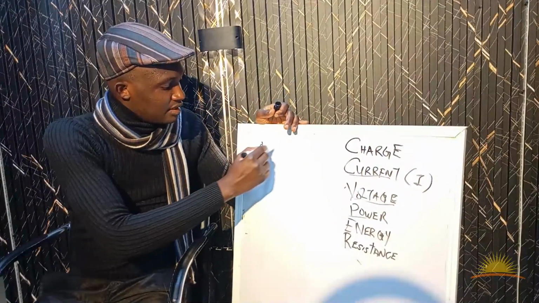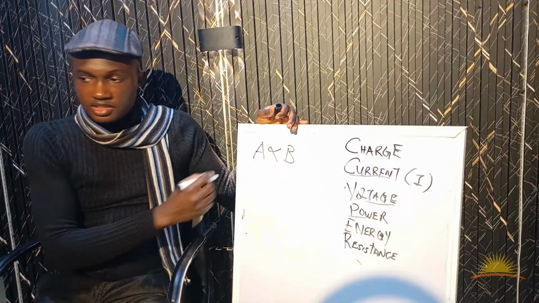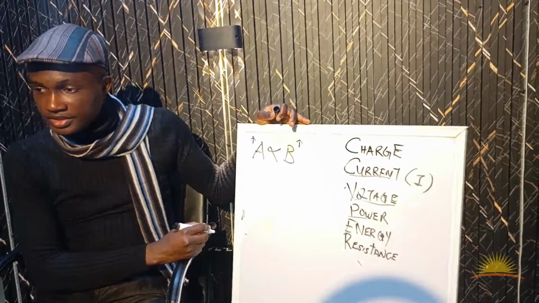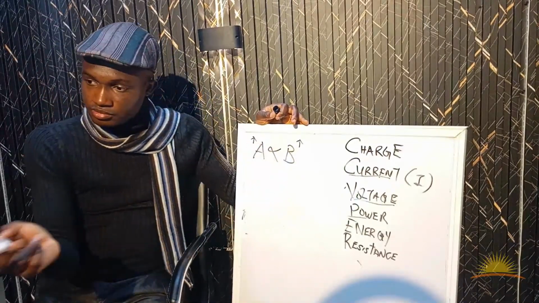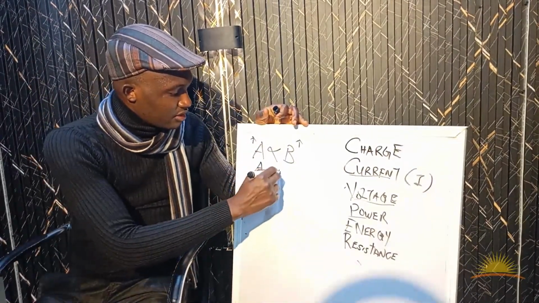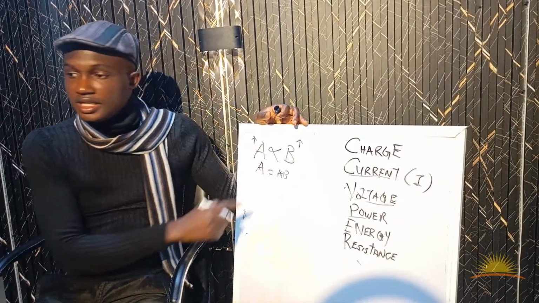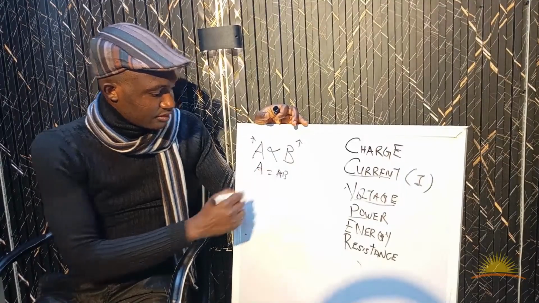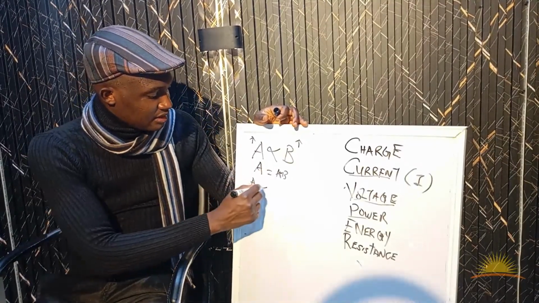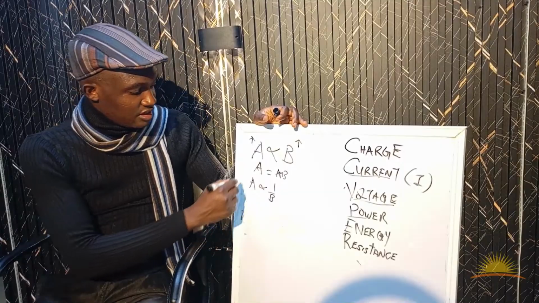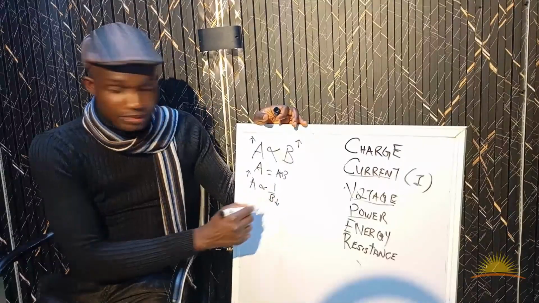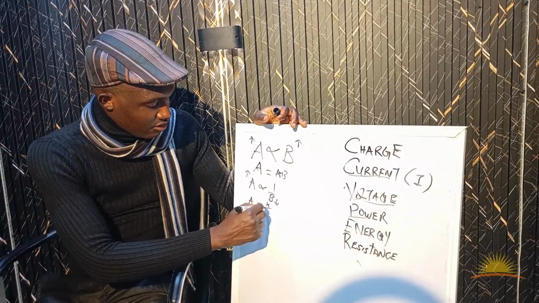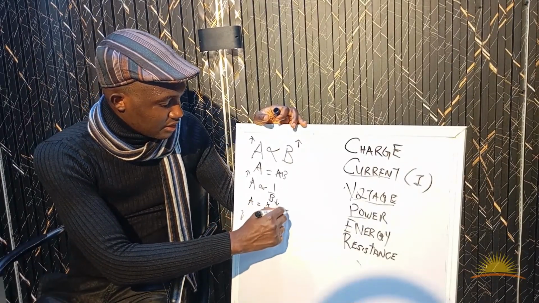When I say A is directly proportional to B, what this means is that if A increases, B will also increase. Mathematically speaking, we can say A equals KB, where K is a constant. What if I say A is inversely proportional to B? This means that if A increases, B will decrease. Mathematically speaking, we can say A equals K over B, or we can say K equals AB.